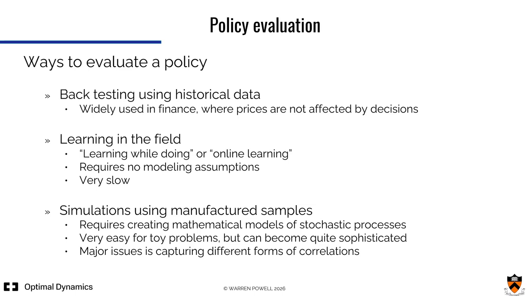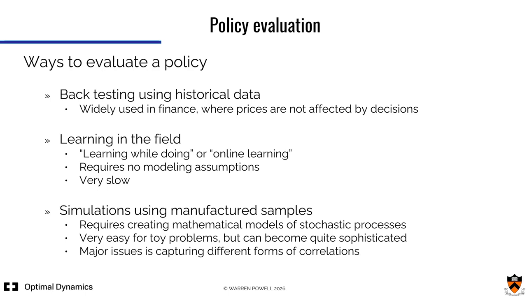Now, policy evaluation, there are three ways to evaluate a policy. Amazon used historical data. People in finance often do this. They'll take history of prices as long as they're not affected by decisions. You could also do learning in the field. That's online learning, where I'm saying I'm going to take a problem where I actually observe what's happening. So it takes a day to observe a day. It's very slow, but I don't have to do any modeling. And if it's the case where my decision making affects the exogenous information, then that's okay. Then that's all naturally built in. I observe it. The price you pay is that it's very slow.